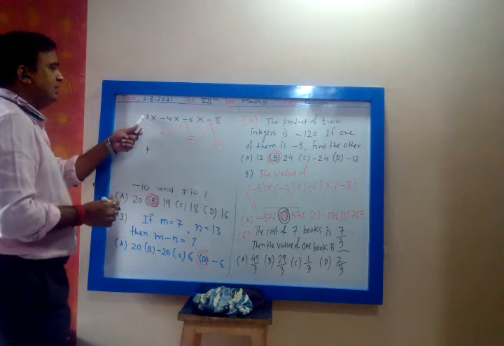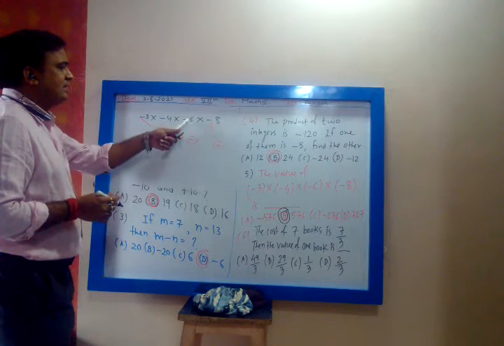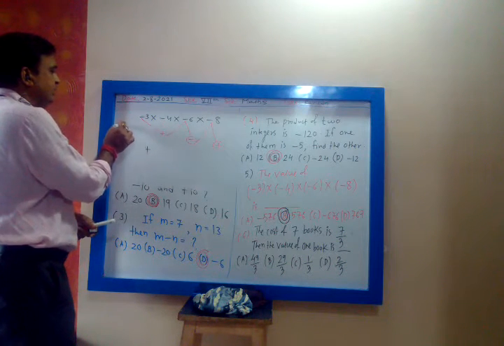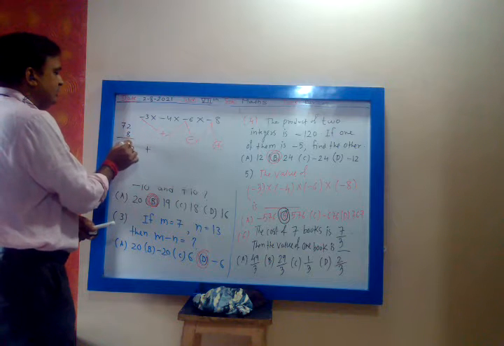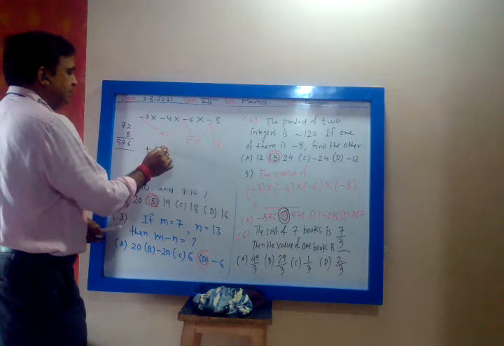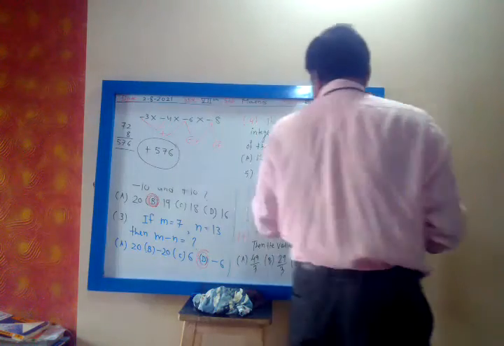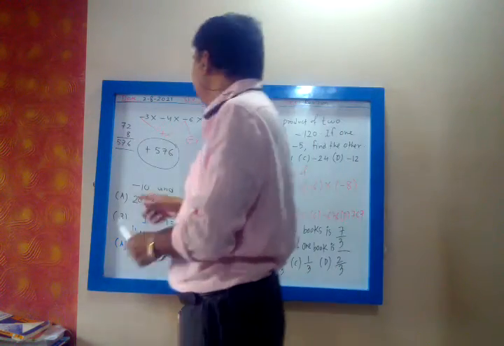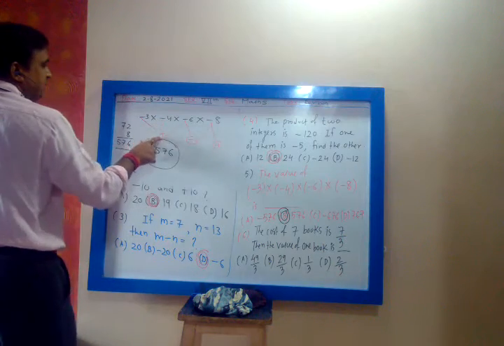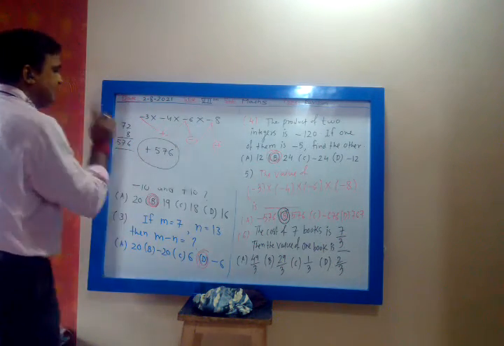Then multiply the numbers. 3 fours are 12. 12 sixes are 72. 72 into 8 is 576. So plus 576 is the correct answer. So option B is correct. Minus into minus is plus, plus into minus is minus, minus into minus is plus. So the final sign will be plus.